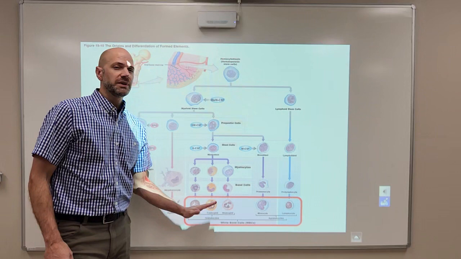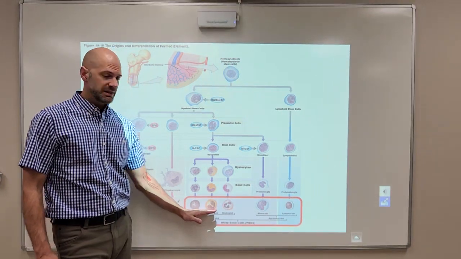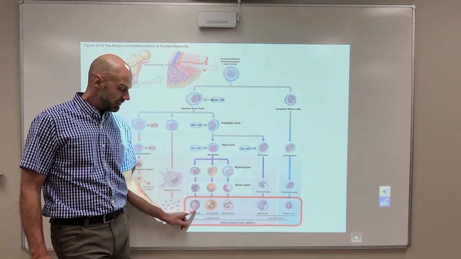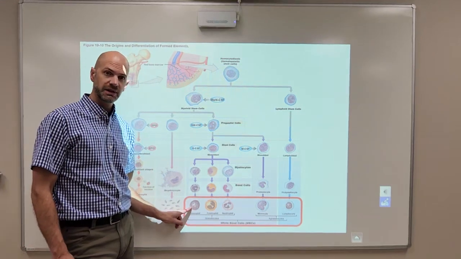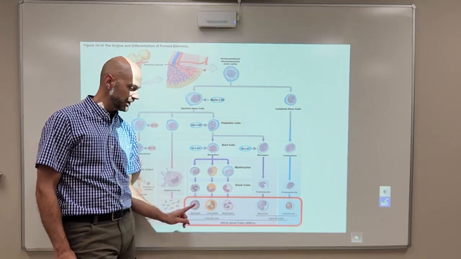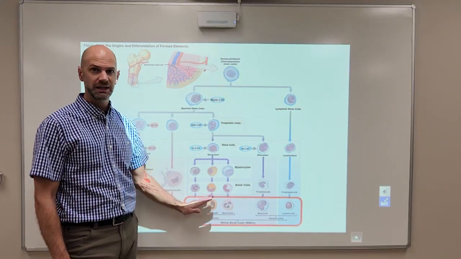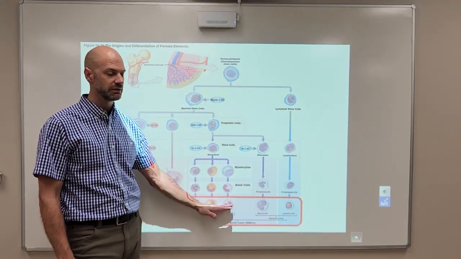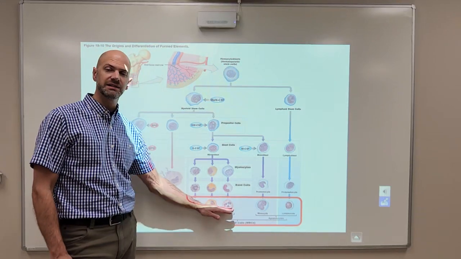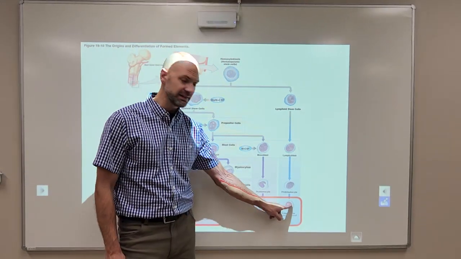So the really super easy way to memorize your white blood cells is to remember your three phils. You have a really pink one, a really blue one, and then there's a neutral one. Pink, blue, and neutral: eosinophil, basophil, neutrophil. And those are kind of medium size.